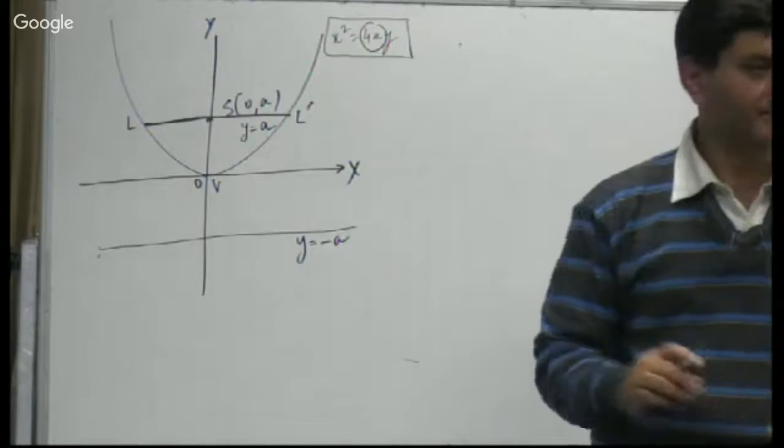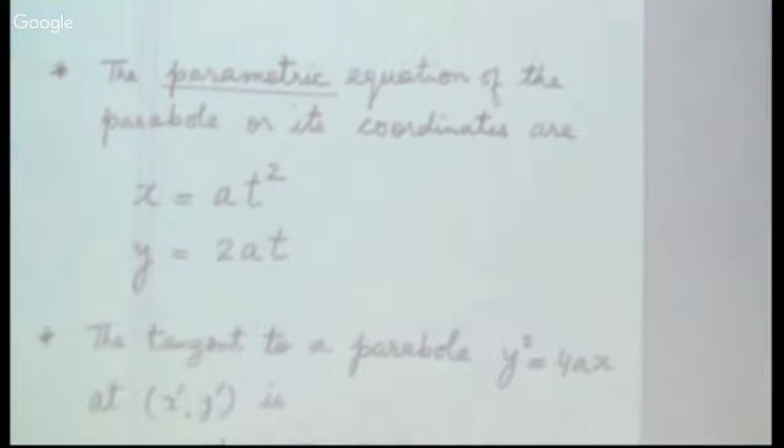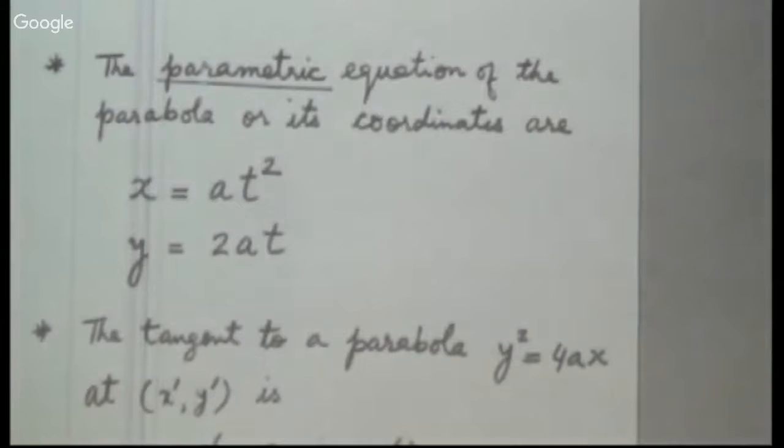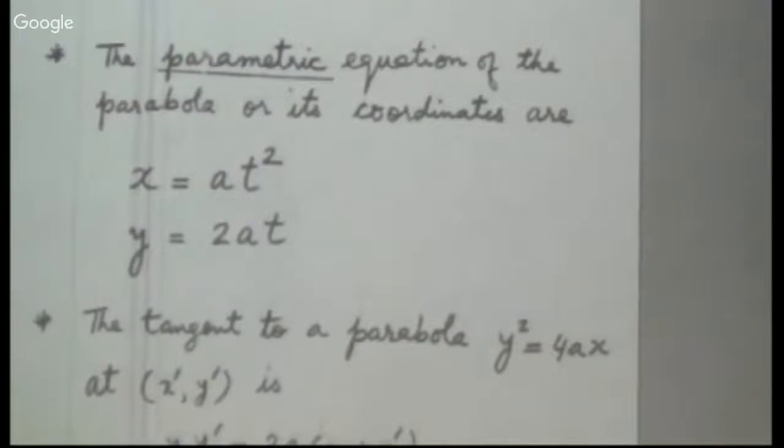Next please. The parametric equation of the parabola y square equal to 4ax is x equal to at square and y equal to 2at. It depends on the parameter t, and every point on this parabola y square equal to 4ax can be written in this form. x is at square and y is equal to 2at.